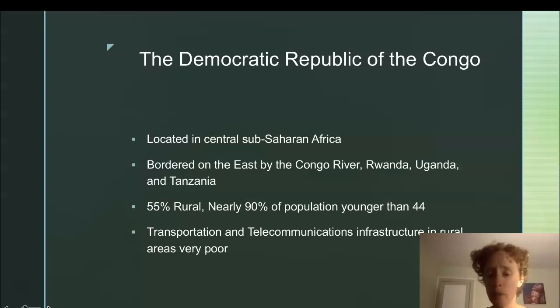The rural piece is important because in the 2014 Ebola outbreak, a lot of the reason that it was able to be contained was because of landmass borders, natural borders. And so that was the rural piece of that. As it says here, transportation and telecommunications infrastructure in rural areas is very poor. So that was actually a benefit in 2014, but can also be a detriment.